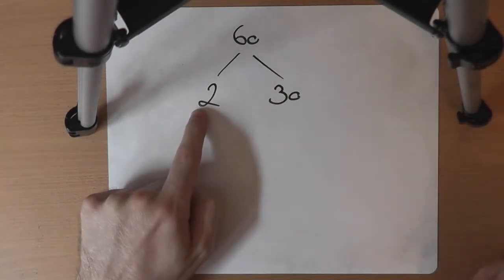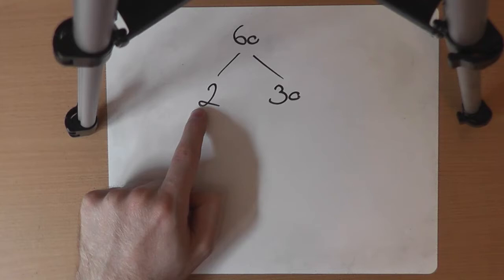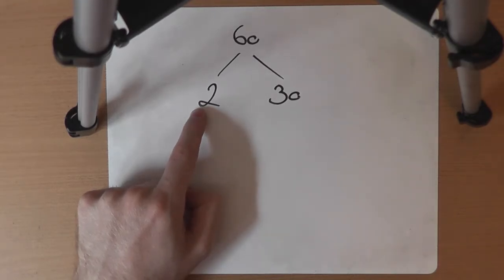I'm going to look at the 2 first of all. Is 2 a prime number? Well, yes it is. It was on our list. The only thing we could split it into is 1 and 2. We're not allowed to do that because we're not allowed to use 1s in this question.